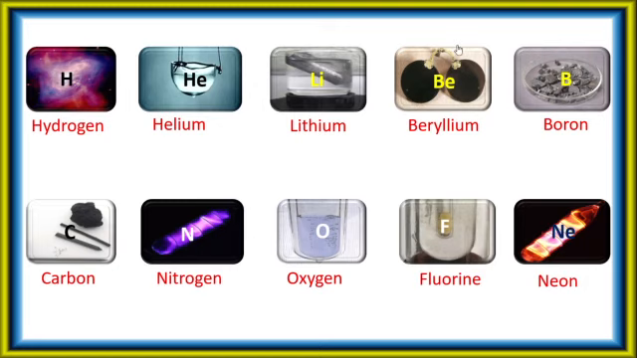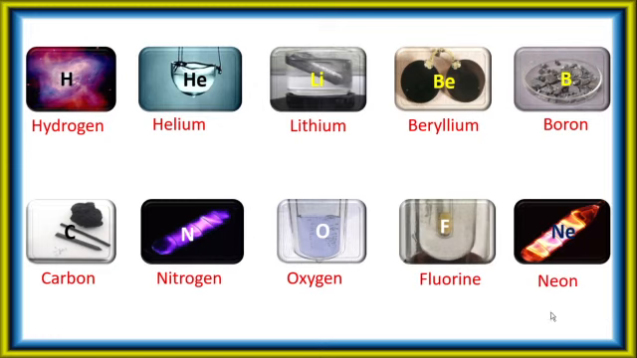In this video, I am going to tell you about the electronic configuration of the first 10 elements in the periodic table. So here are the first 10 elements in the periodic table: hydrogen H, helium He, lithium Li, beryllium Be, boron B, carbon, its symbol is C, nitrogen N, oxygen O, fluorine F, and neon Ne.